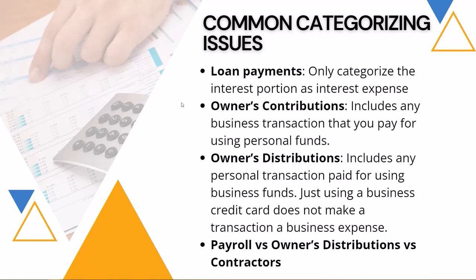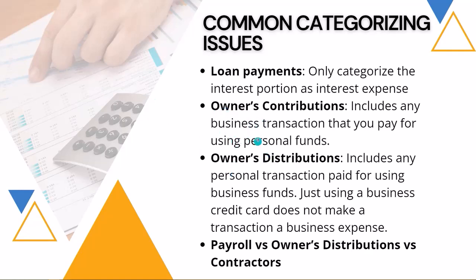And so you want to be very careful when you're making loan payments: you only get to categorize on your income statement the $20, or whatever portion is the interest expense that is applicable for that payment. Okay.